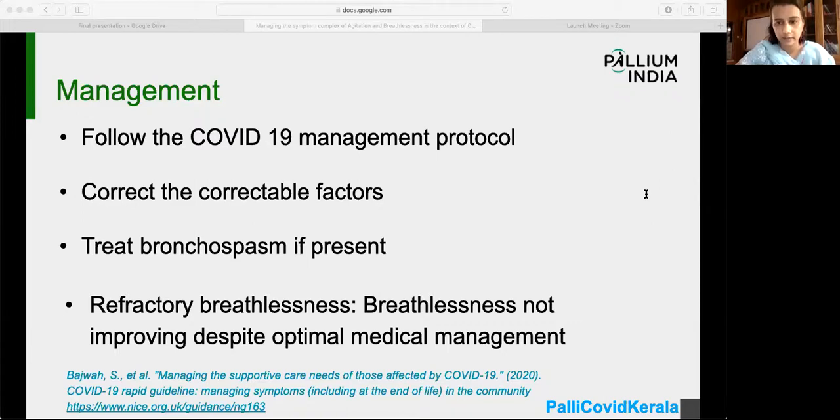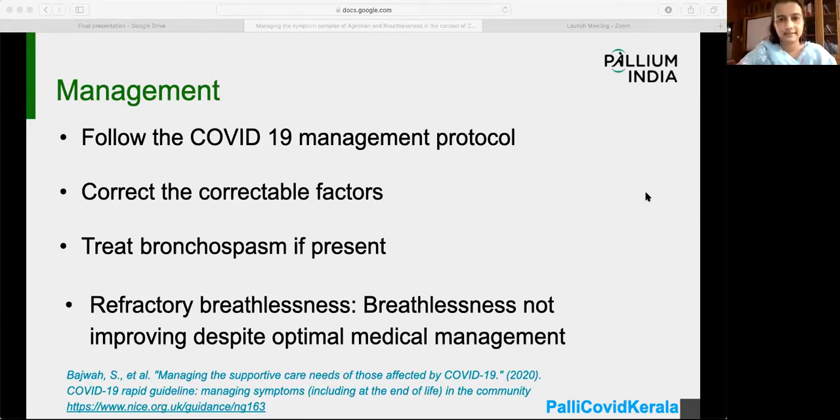You have to make sure antibiotic treatment for any superadded infection has been taken care of. That can actually improve the fever, the cough, breathlessness and delirium. Optimize the comorbidities. So the patient may be having a COPD exacerbation. You have to manage that. Heart failure, diuretics, you have to manage that. All these should be corrected before we go on to the management of symptoms as such.